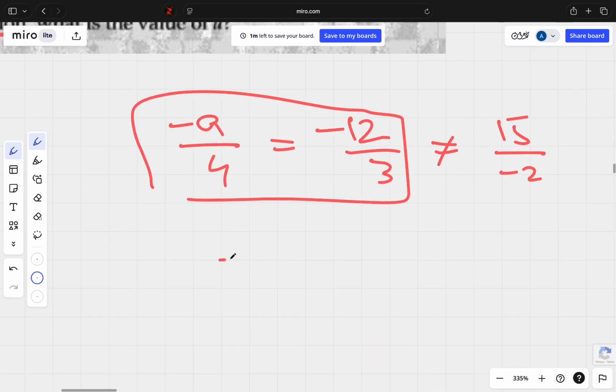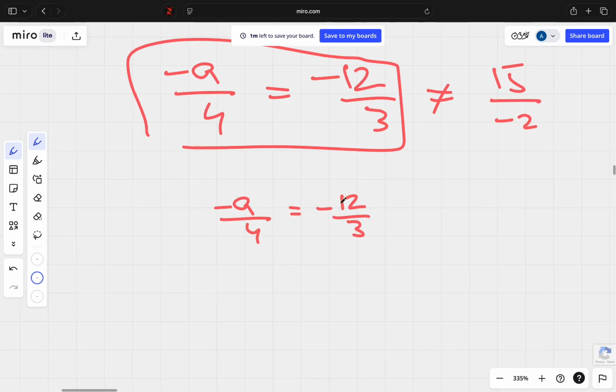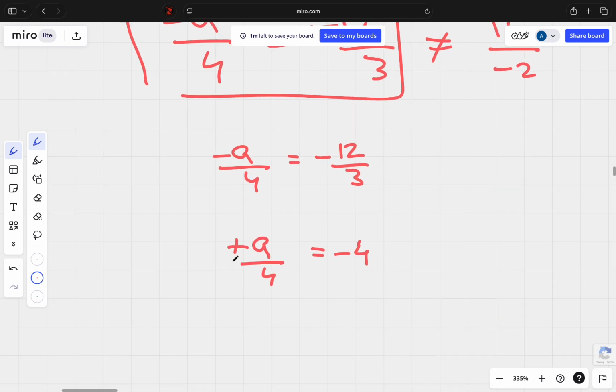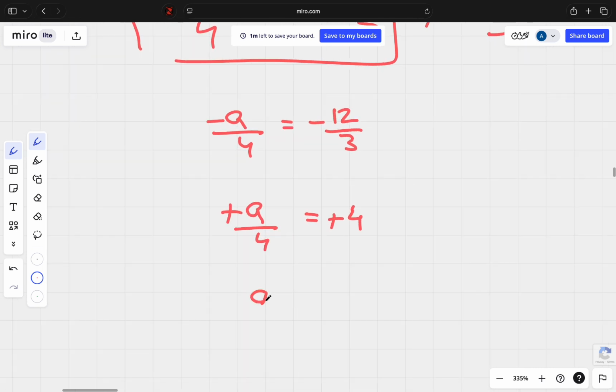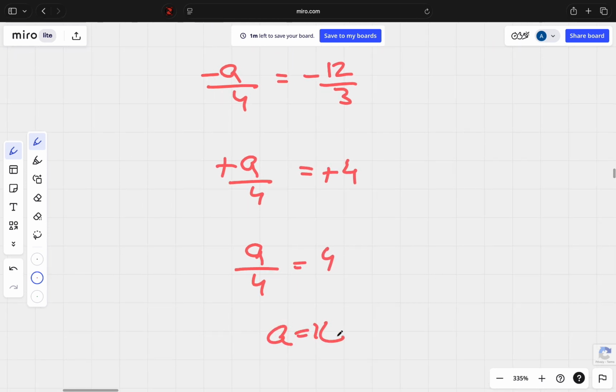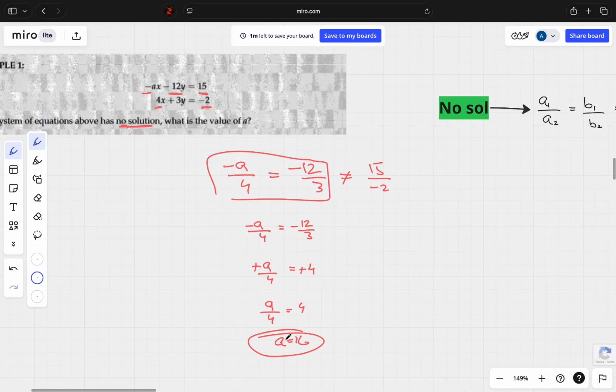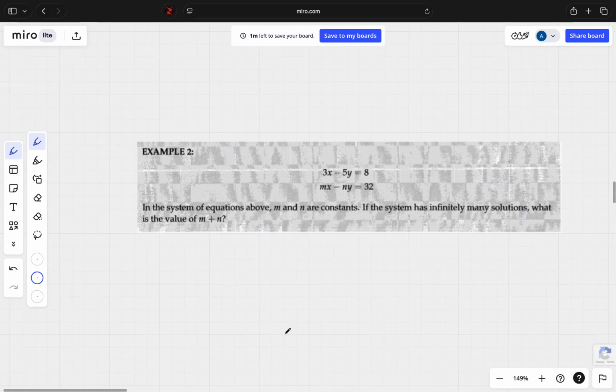So we have minus a over 4 equals negative 12 over 3. Negative 12 over 3 is negative 4. And then minus a over 4. The minus can cancel on both sides. So that means a over 4 equals 4, which means a is going to be 16. So a is 16.